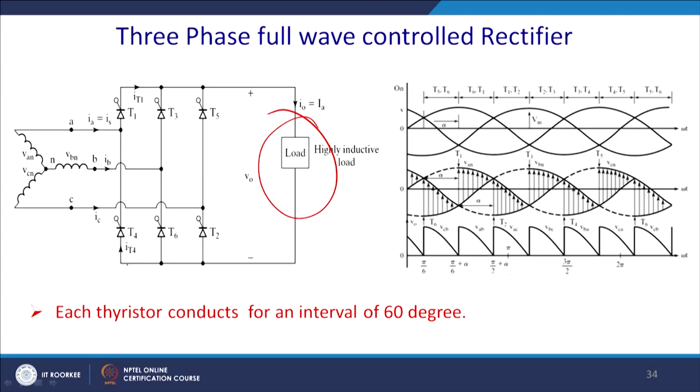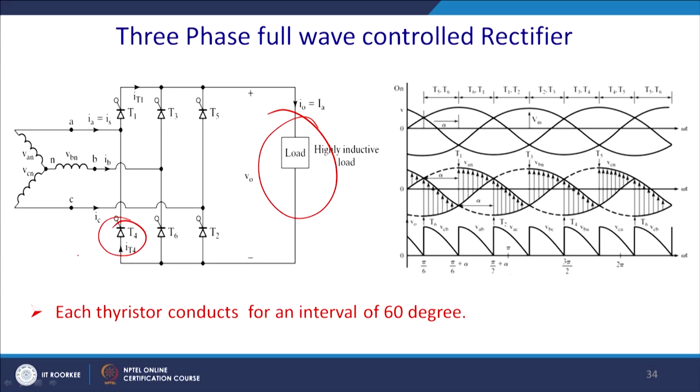So, let us come to the more practicable solution of the 3 phase, where the load is assumed to be highly inductive: the 3 phase full wave rectifier, with the same nomenclature as we used in the case of the diode, that is T1, T3, T5. One pair of thyristors will be conducting for a period of 60 degree, pi by 3, and one thyristor itself will conduct for a period of 120 degree.